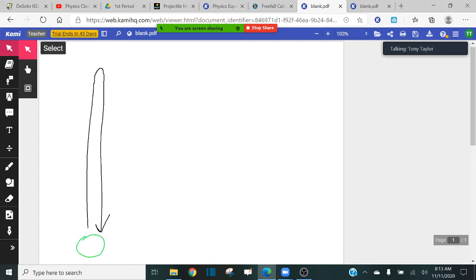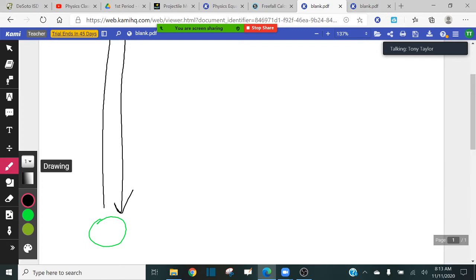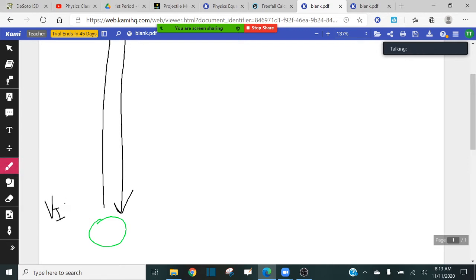So the initial velocity of the tennis ball is 6 meters per second. I'm going to write that here. The initial velocity of the tennis ball is equal to 6 meters per second.